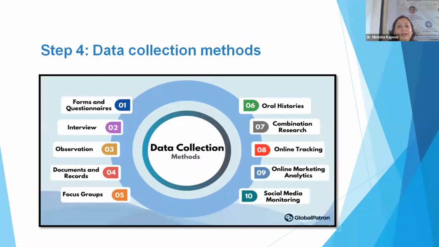Data collection methods: there are so many methods, and these are just 10 mentioned here. There are so many more methods of collecting data. The few most common ones that we see are forms and questionnaires, which most of us are aware of. Observation is again one method which is very, very useful in social science, where you do not interfere, you just observe and see the pattern.